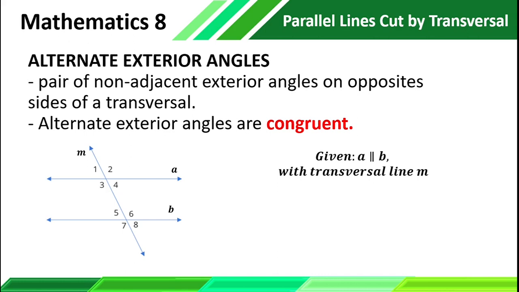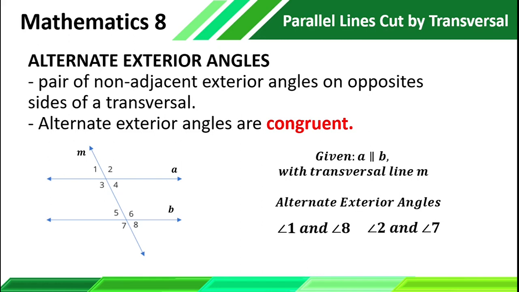Next, we also have alternate exterior angles. These are pairs of non-adjacent exterior angles on opposite sides of a transversal. Alternate exterior angles are congruent. In this given example, our alternate exterior angles are the following. We have angle 1 and angle 8, and angle 2 and angle 7.